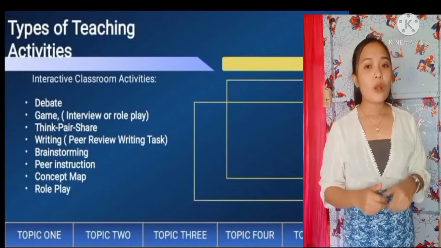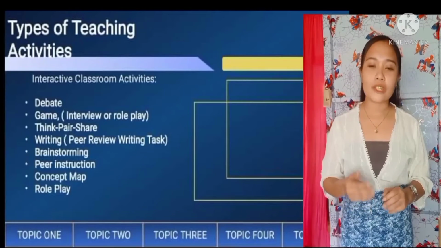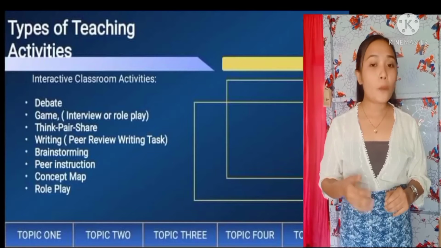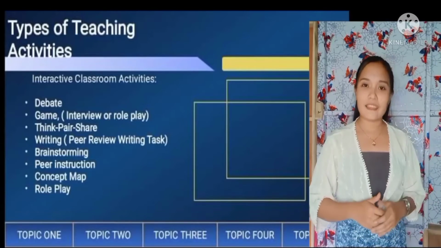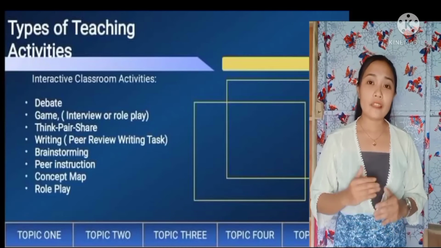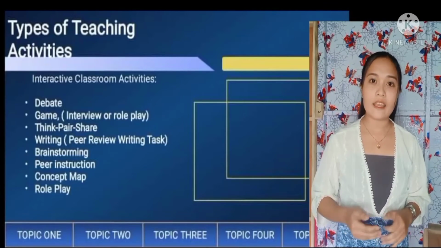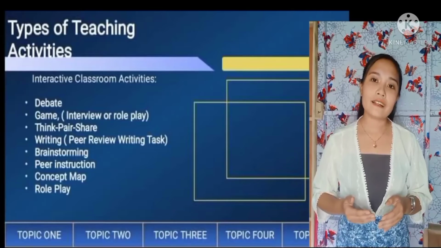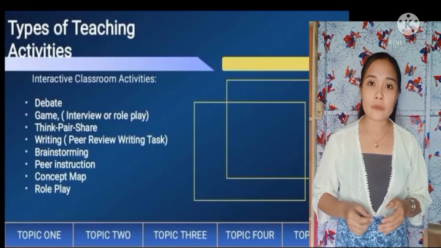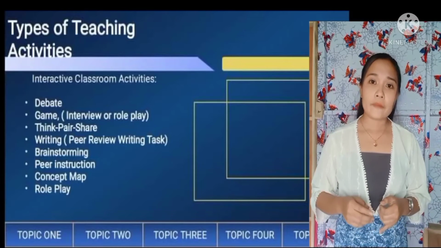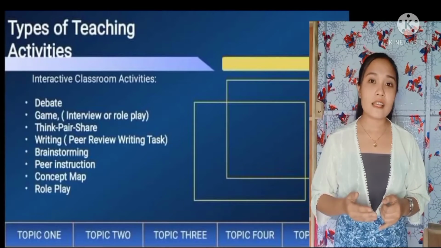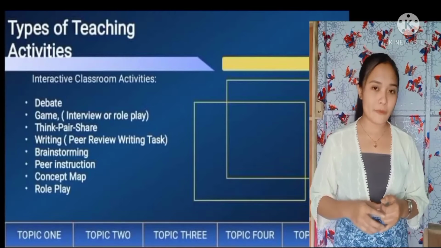Each group will make a stand about a certain topic and must defend the opposite side of their personal opinion. Next is game or interview or role play. Each member of the class takes the part or perspective of historical figures, like authors or other characters, and must interact from their perspective.